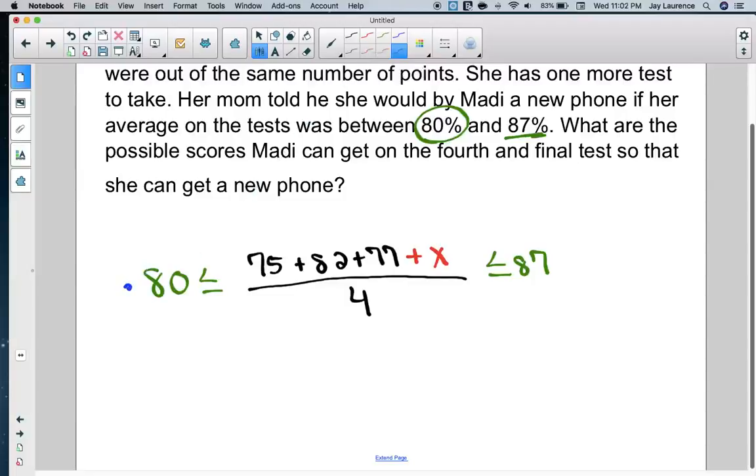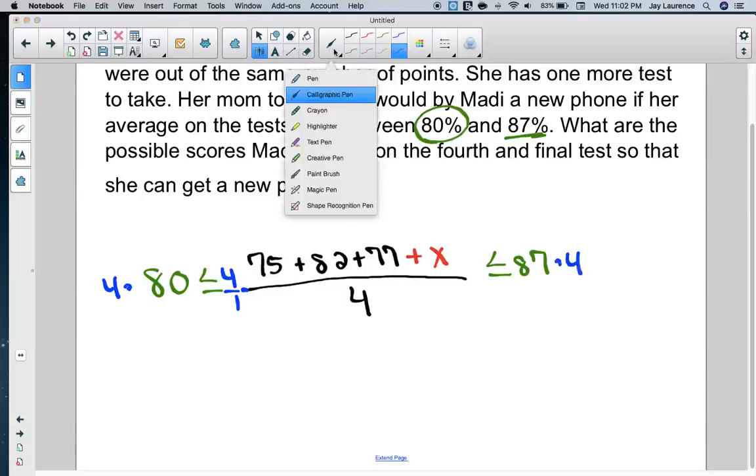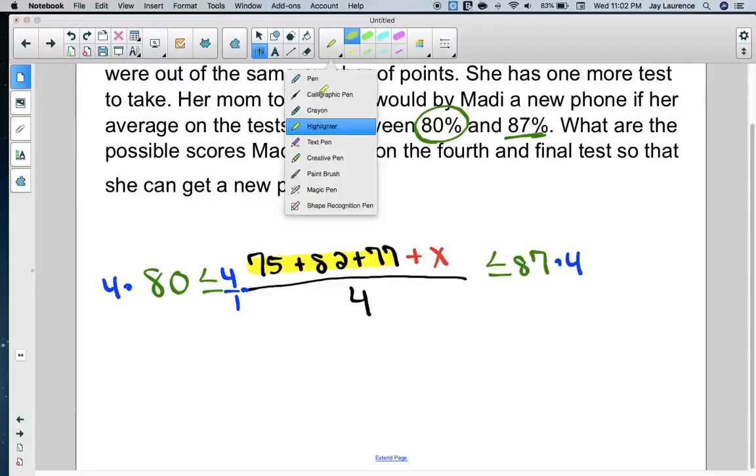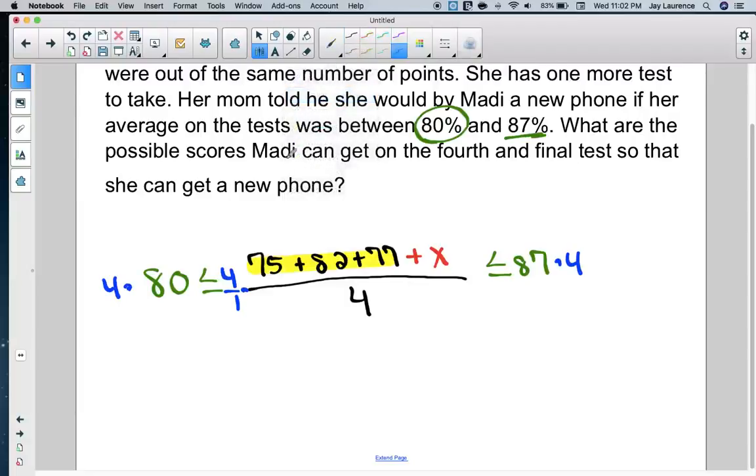First thing I'm going to do is multiply by 4. I'm going to multiply by 4 over 1 right here, and I'm going to multiply by 4 over here. But then the second thing I'm going to do is find the sum of these three numbers right here. Okay, so my inequality is going to look a little different here, especially my fraction.